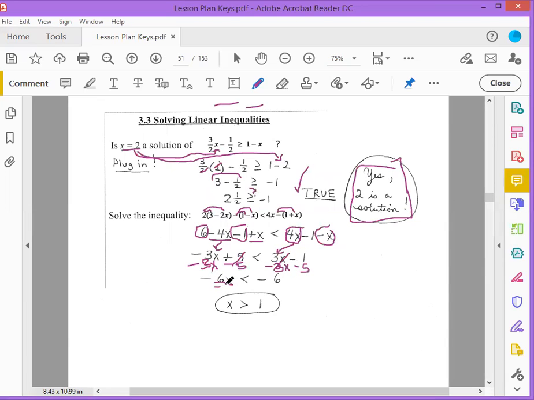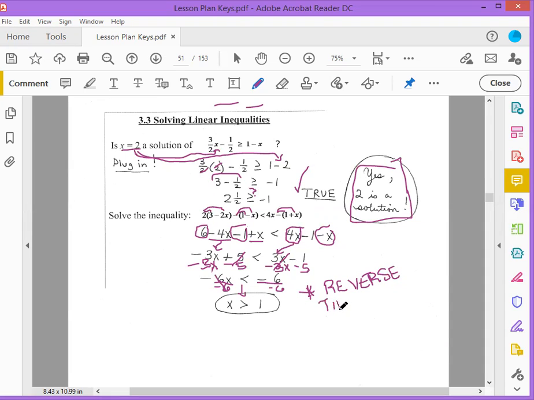Now we're going to divide both sides of the inequality by negative 6. Now remember, when you multiply or divide by a negative number, when you're working with inequalities, you have to reverse the inequality symbol. And that's why our solution is x greater than 1. So make a note that you reverse the inequality symbol anytime you multiply or divide by a negative number. We'll just write that here so you can put this in your notes.